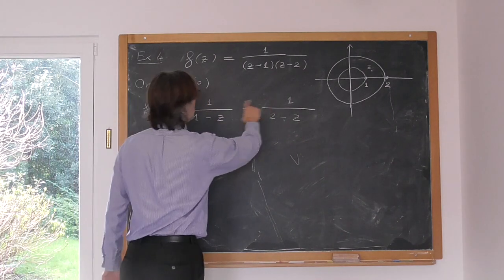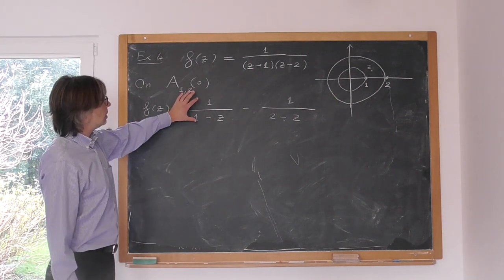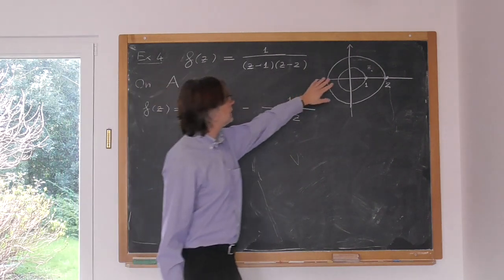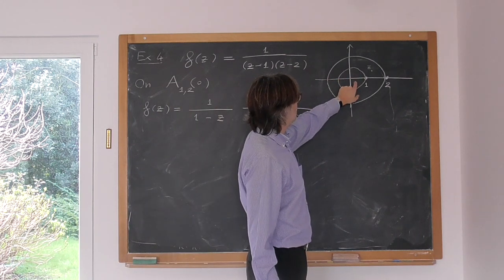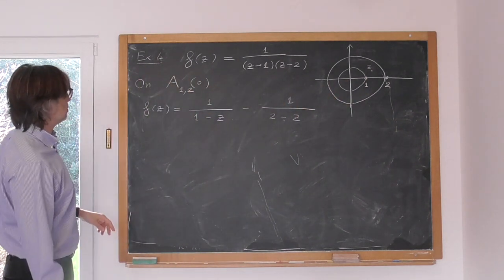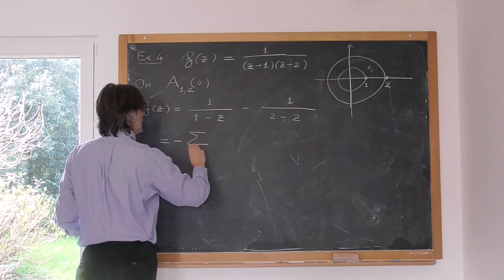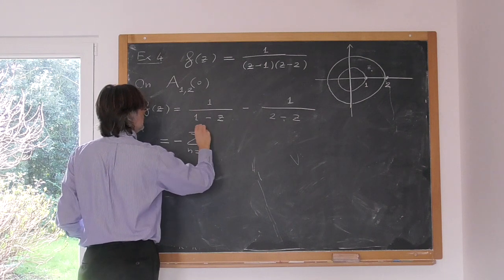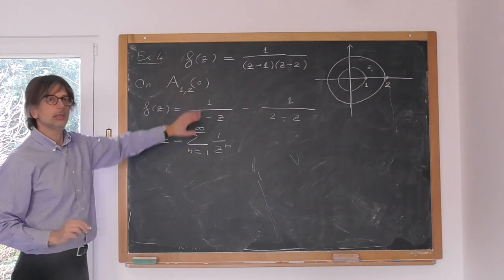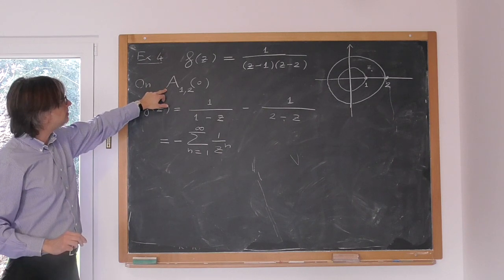Okay, now we have this expression, and now z is here, in particular it's outside this circle of radius 1, so we can use the formula that we found in example 3. So first, the formula, this was minus the sum n from 1 to infinity, 1 over z to the n. This holds because z is in absolute value strictly bigger than 1.